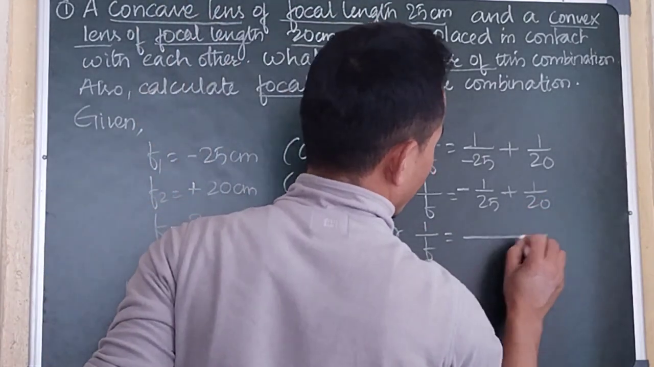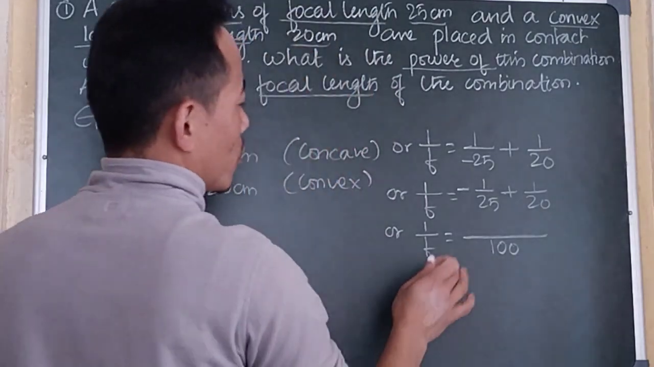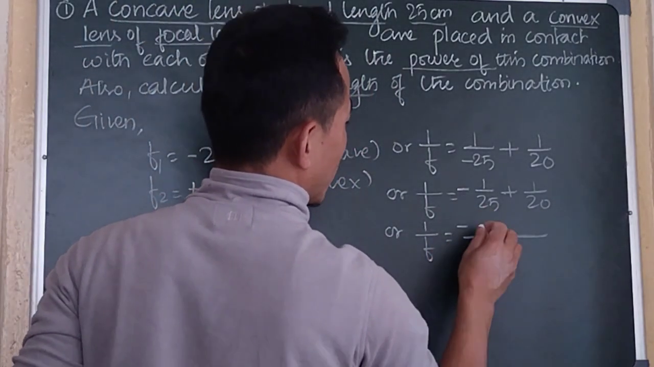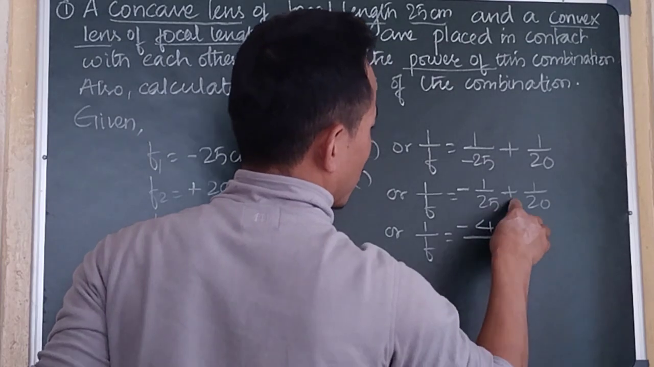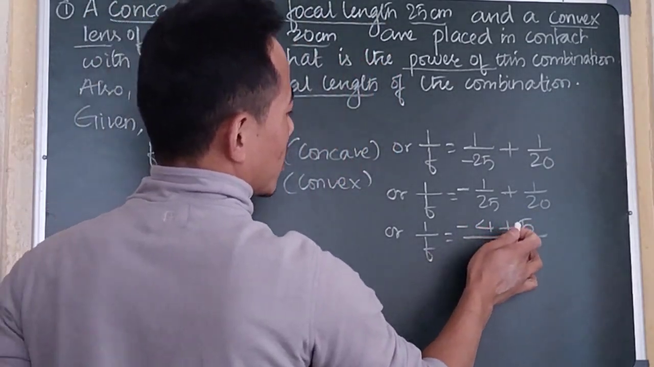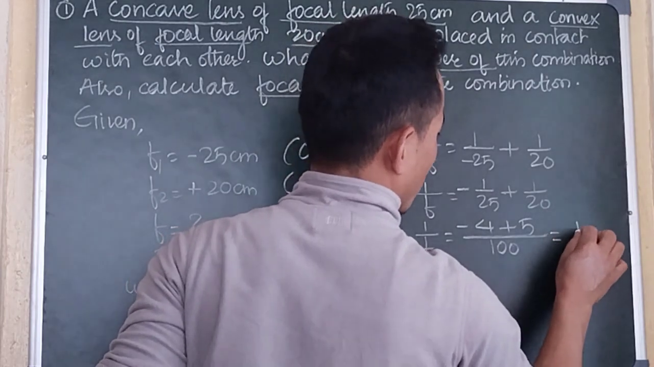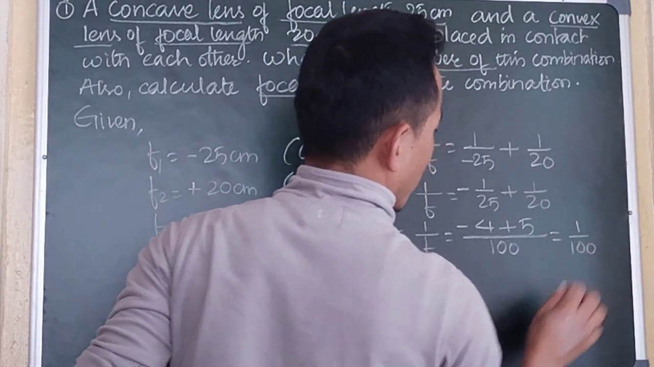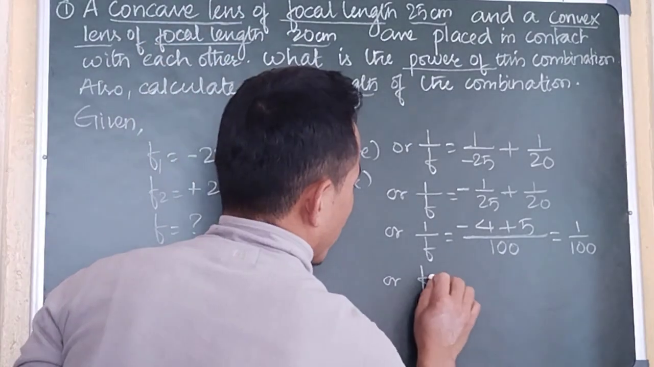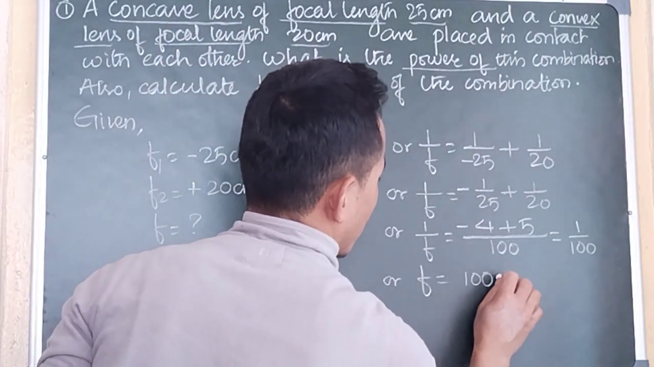So the LCM of 25 and 20 will be 100. So 25, 4 times is 100. So we have a minus sign here. So 25, 4 times is 100, plus 20, 5 times is 100. So here you will get minus 4 plus 5. This will give you plus 1. So 1 divided by 100. So if you take the reciprocal or if you cross multiply, you will get F is equal to 100.